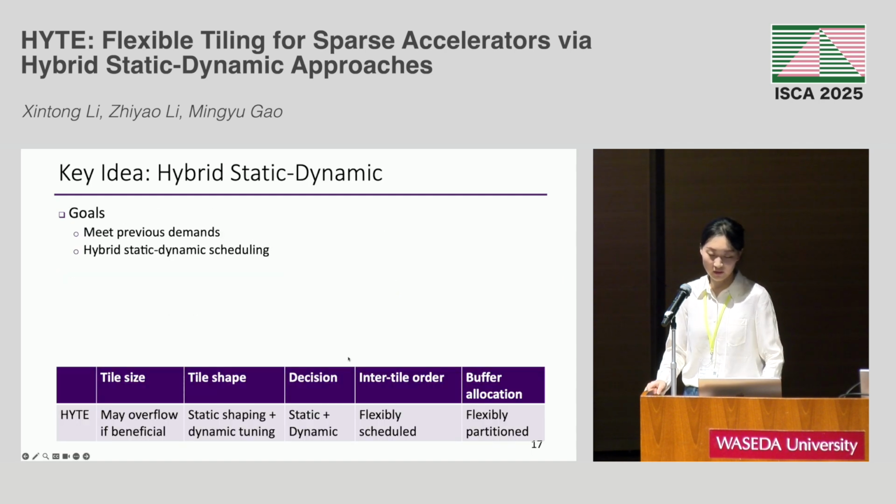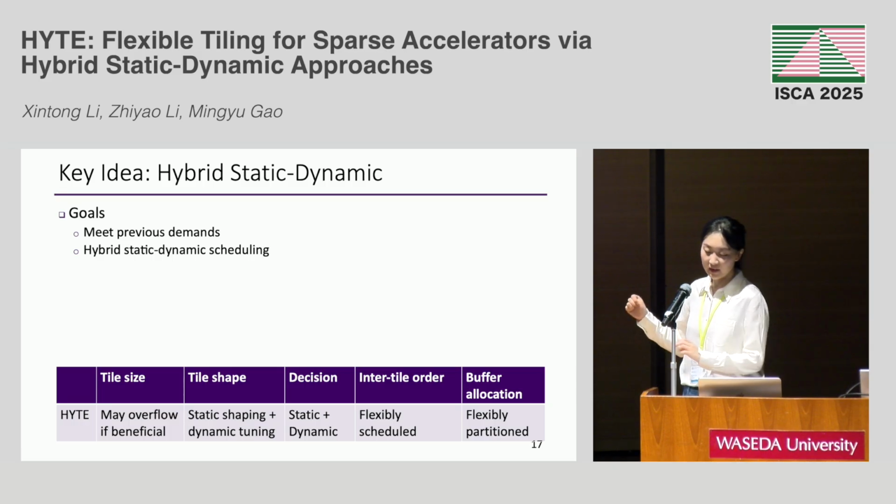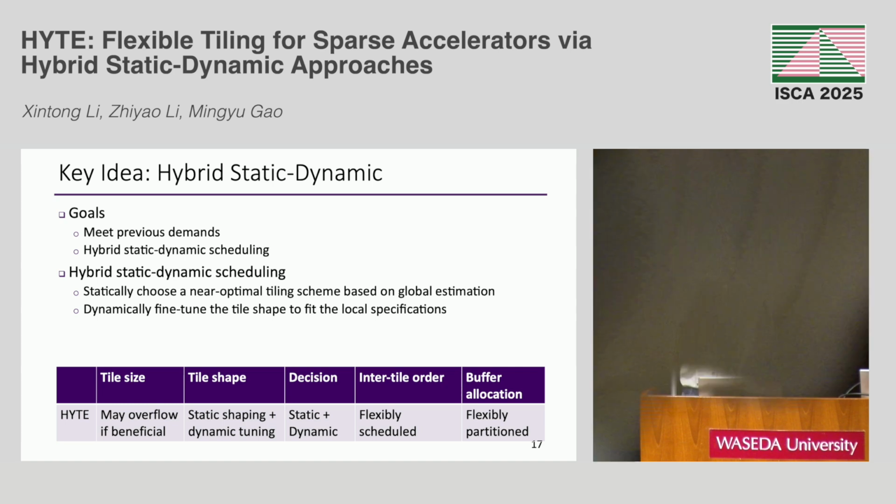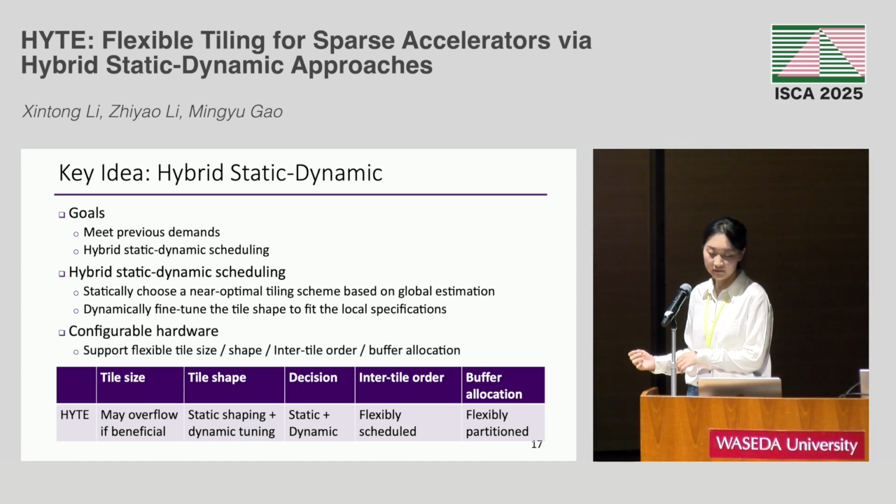To summarize our motivations, first, we want to meet all these five demands previously discussed. Second, a fully flexible dynamic approach is too complex and does not offer global awareness, so we adopt a hybrid static dynamic method. From the software perspective, we select appropriate strategies based on each tensor's features, with dynamic local fine-tuning during runtime. And from the hardware perspective, we ensure configurable support for all the relevant parameters we discussed.